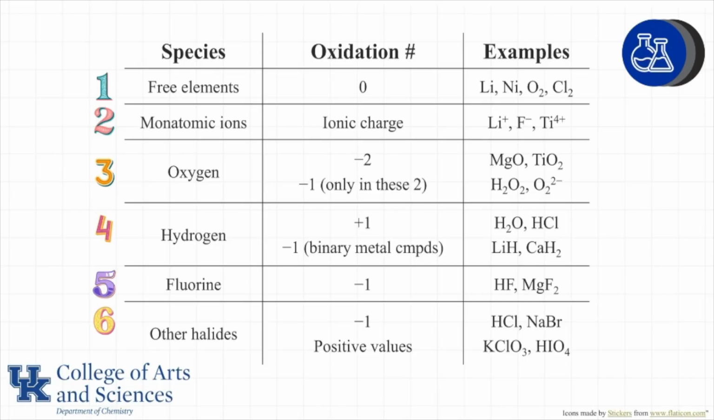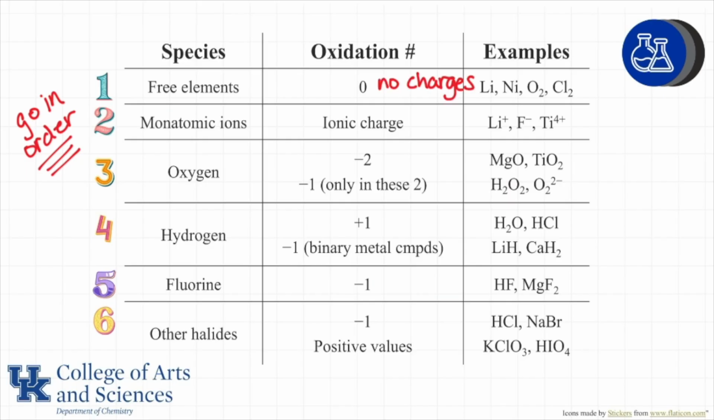We have a set of rules to help us identify the oxidation numbers of every element in a species. We're going to follow these rules, and it's important that we go in order when we start assigning oxidation numbers. The first rule is that free elements have an oxidation number of 0.